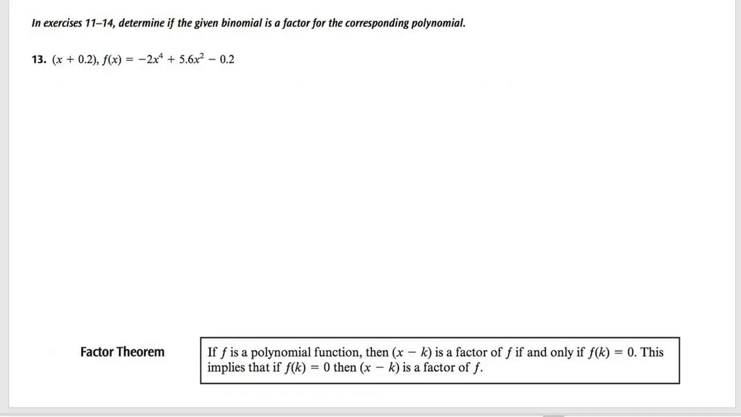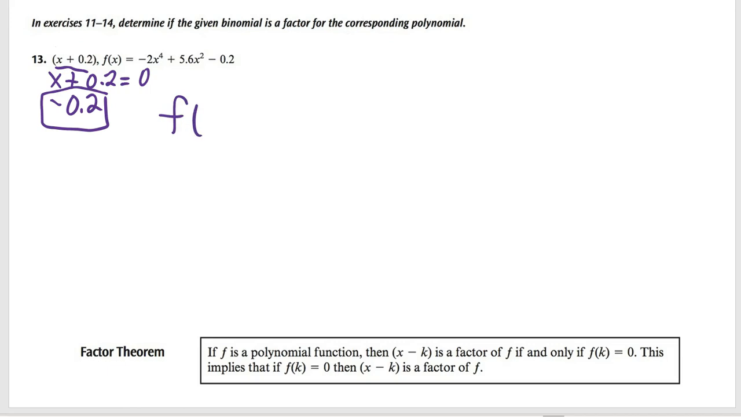So our next problem asks us to determine if the given binomial is a factor of the corresponding polynomial. So we have a binomial, right? So we can say that the 0 for this would be negative 0.2. So if I said x plus 0.2 is equal to 0, I could solve for x and I would get negative 0.2. So our factor theorem says that if f is a polynomial function, then x minus k is a factor only if f of k is equal to 0. So what we're going to do is we're going to put in this 0 and see if it actually makes the function equal to 0.